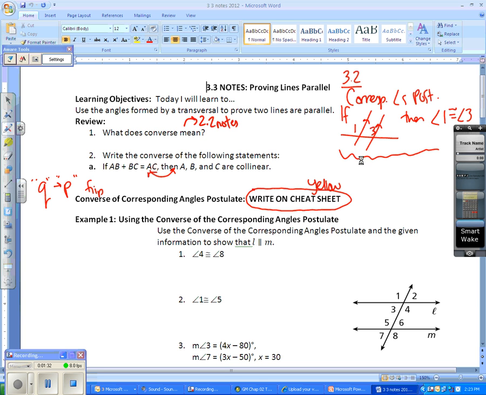Now, the converse of the corresponding angles postulate, and this is what you're going to write down on your yellow cheat sheet, and we'll do it in class if you need to, flips it. So if I tell you angle 1 is congruent to angle 3, and angle 1 and angle 3 are in the same spot again, right? Then I can say that these lines must be parallel. So if I say this is line A and this is line B, I can say A is parallel to B. There's actually four different converses that we're going to talk about today. So this is just the converse of corresponding angles.